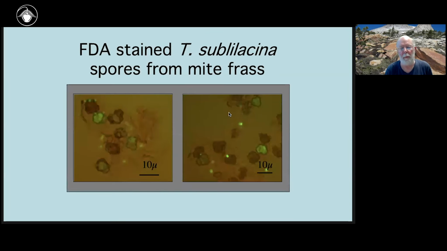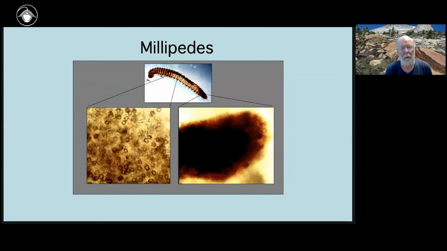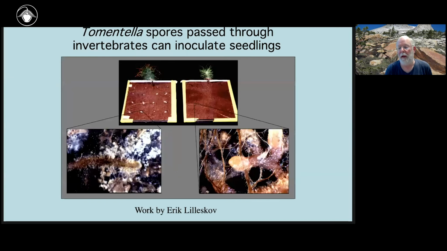If we stain them with FDA, which tells us whether they're living or dead, a bunch of them still look like they're living. We can find them in Collembola too, which is another little microinvertebrate. We can find them in millipedes. We can find them in beetle larvae. We can actually find them in salamanders that have eaten these.